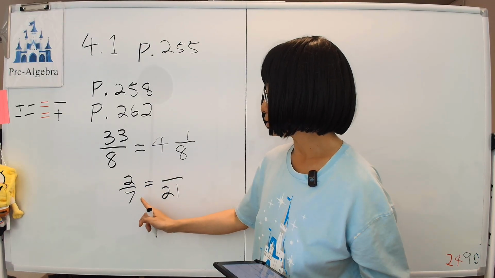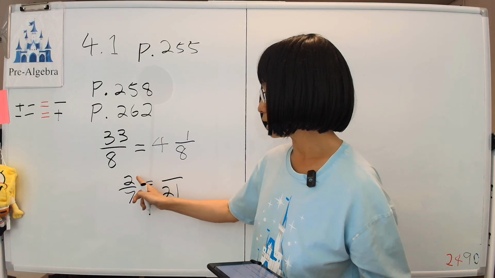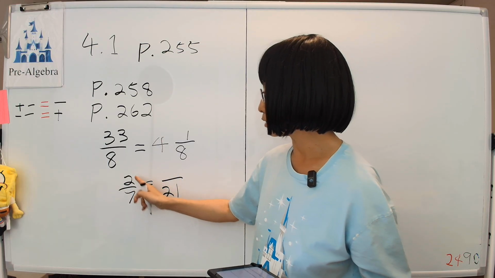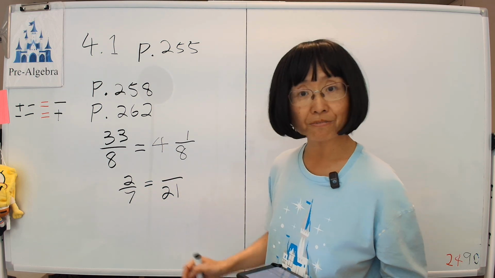Well, we need to figure out 7 times what number equals 21, and then we'll take that number and multiply by 2. That will give us the answer, because if you multiply a fraction by the same number, top and bottom, you will get the same fraction.